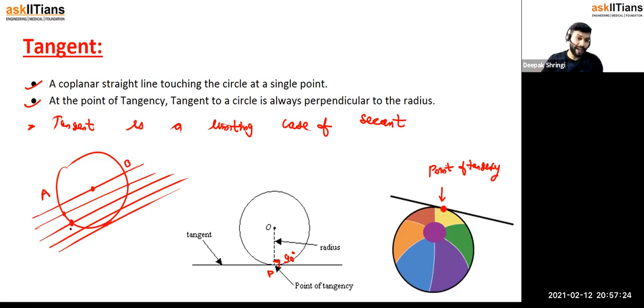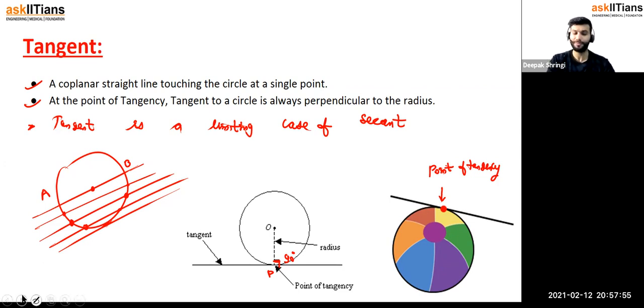Now point A has reached here, point B has reached here. Distance is again decreasing. There would be one point, one time when the distance between A and B will be almost zero, and they will become the same point. And when they become the same point, the secant will become the tangent, right? And that's why tangent is a limiting case of secant. So when in the secant you assume that limit, that point A and point B become the same point, then that secant will become the tangent to the circle, right? This is a very important concept.